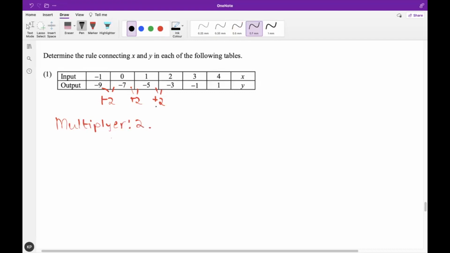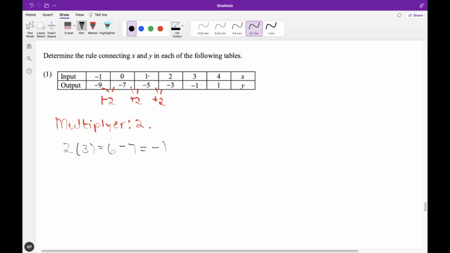Okay, so this time I'm going to test it with numbers that are at the end. So I'm going to say 2 times 3. What's 2 times 3? That is 6, but I want a -1. So what do I still have to do? I have to minus what to get to a -1? 7 minus 7, and that'll give me -1.